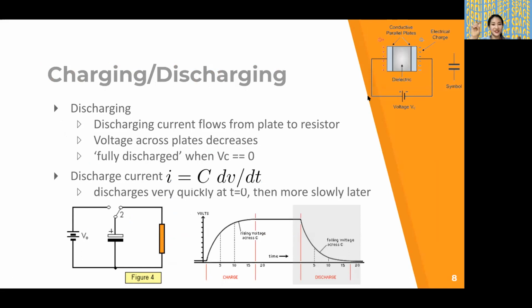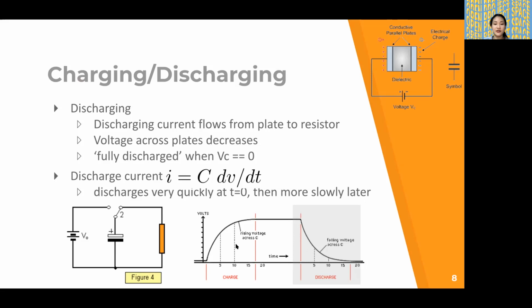So this discharging current flows from the plate where the charges have accumulated into the resistor or the load you have. As the accumulated charges flow out, the voltage across the plates decreases. Once it's fully discharged, as in the voltage across the plates is 0, there's no accumulated charge, so there is no more current flow.